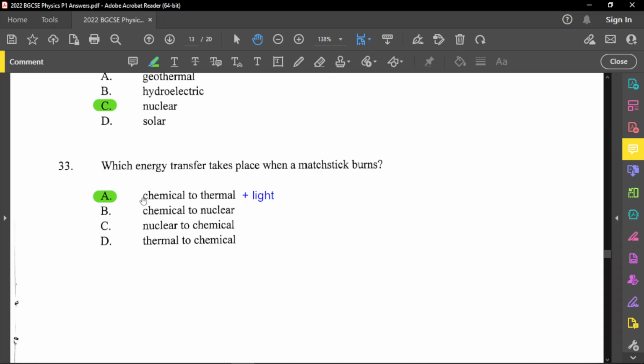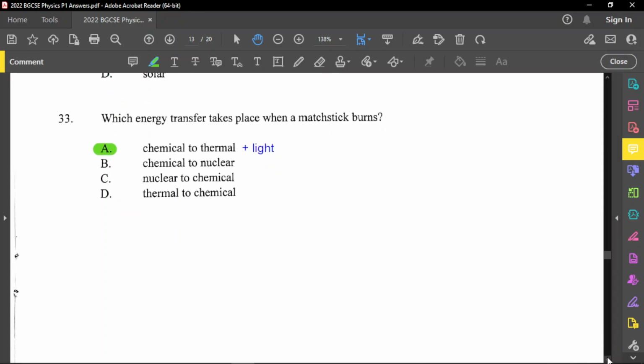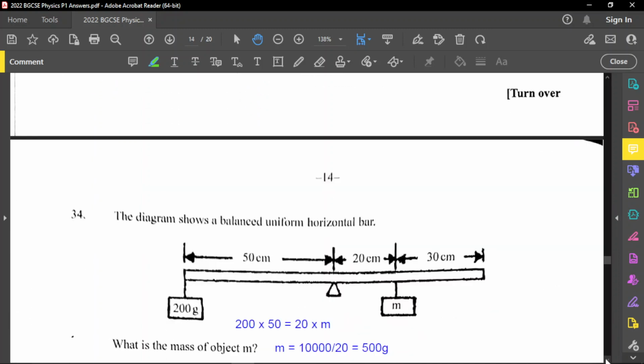Light is not included, but this is the option anyhow. Because once the burning takes place, you get some form of light and heat. So you move from chemical to chemical, because the match is a stick, really, so it's a chemical compound. And once you burn that, you get your thermal and your light.